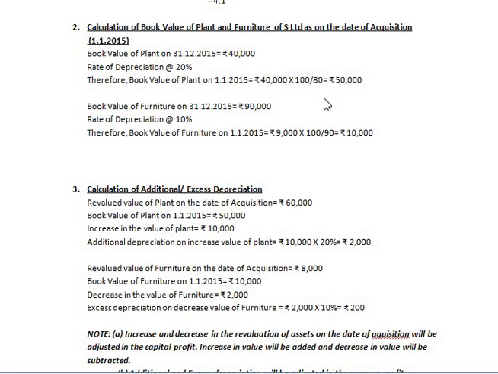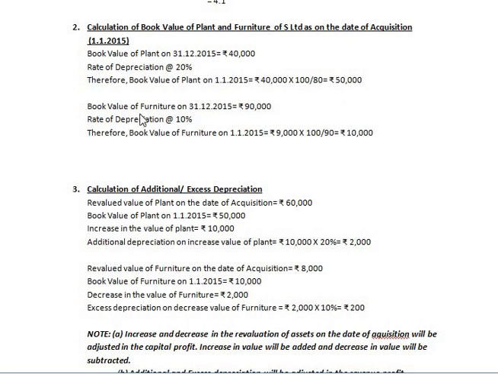So remember, if you assume the value of plant as 100, then if the depreciation is 20%, 100 minus 20% will get 80. So to get the actual value before charging depreciation will be 40,000 into 100 divided by 80. This will be the value before charging depreciation, and this will be the value after charging depreciation. So the book value of plant will be 50,000.